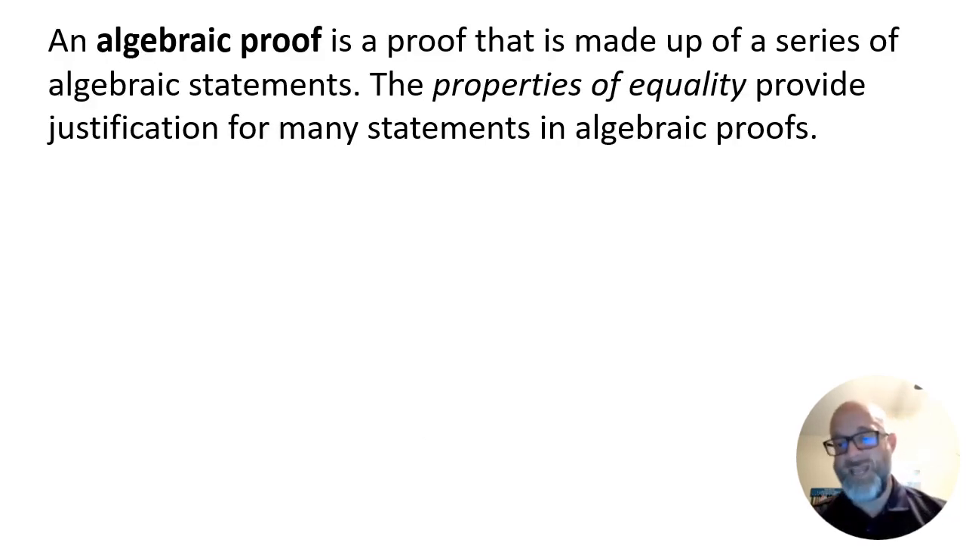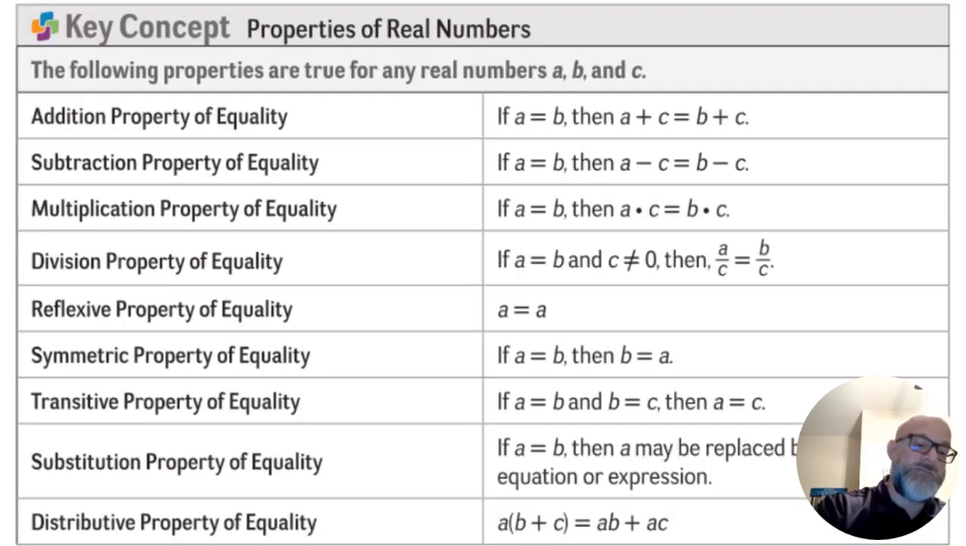Flow proofs come in many languages. One would be an algebraic proof. An algebraic proof is a proof that is made up of a series of algebraic statements. Properties of equality provide justification for many statements in algebraic proofs. So let's look at those.